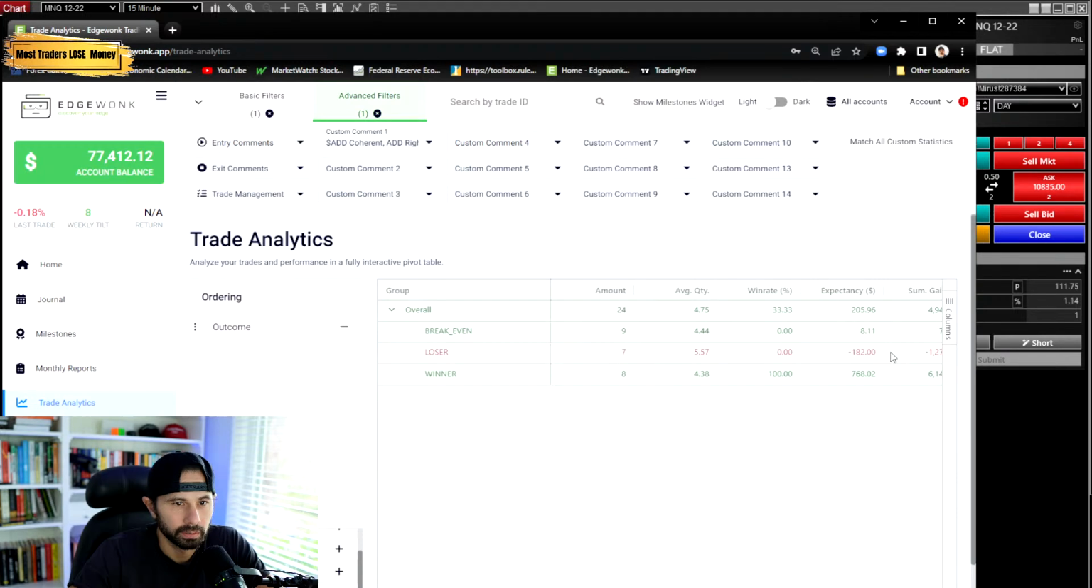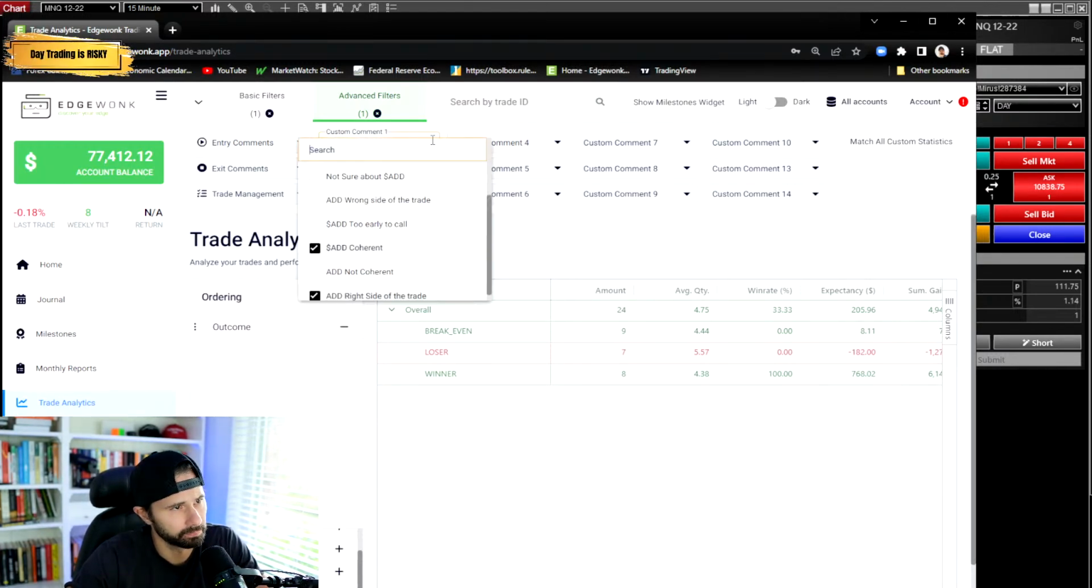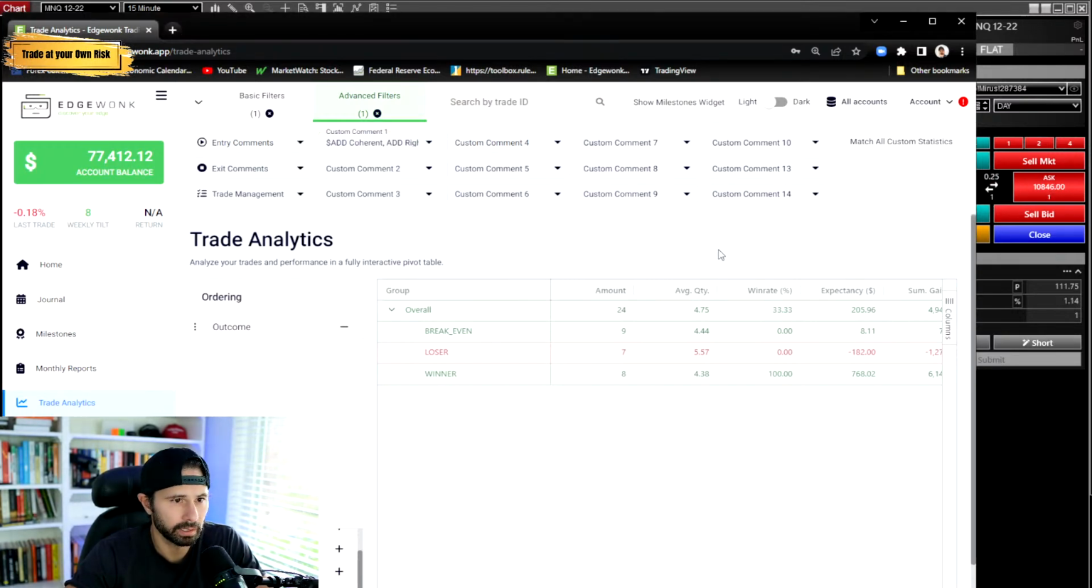So here, this one is a lot better. Look at this. If I have the ADD coherent and the right side of the trade, that means if I have a tick chart negative, a ADD negative, I'm shorting. If I have an ADD positive, I'm longing, right? So here it is, more winners than losers. So that's a good statistics here.